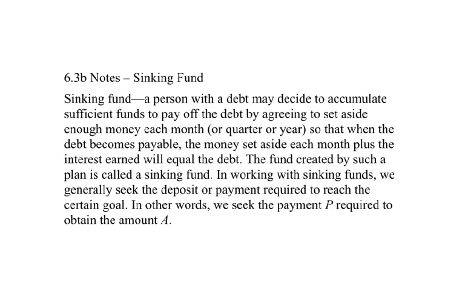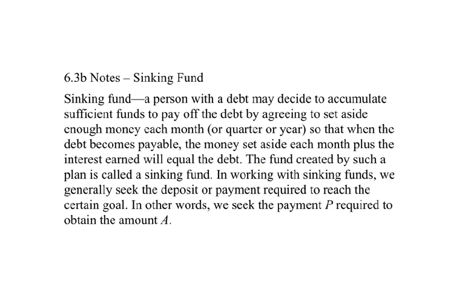When we did the first half of 6.3 notes, we talked about annuities. This is the second half of 6.3 notes where we're going to talk about the sinking fund. The sinking fund is when a person or an entity with a debt may decide to accumulate sufficient funds to pay off the debt by agreeing to set aside enough money each month or quarter or year so that when the debt becomes payable, the money set aside each month plus the interest earned will equal the debt. The fund created by such a plan is called a sinking fund.